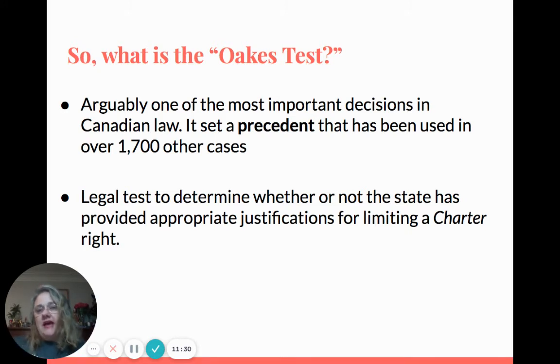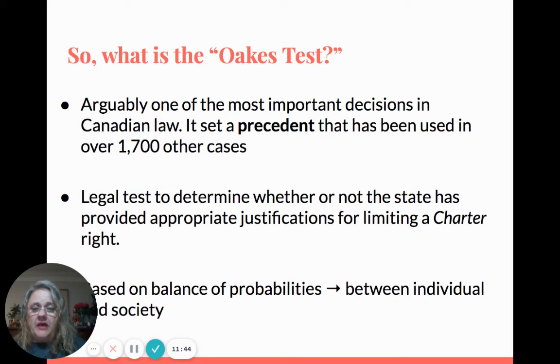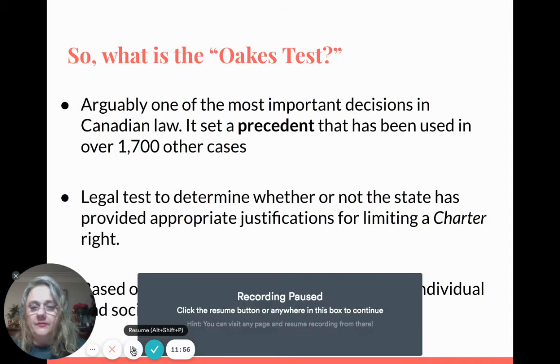Now, this is a test. And by the way, it's been modified several times and updated in future decisions. But this is the legal test that's now used anytime the government has to justify a charter limitation. And it's based on a balance of probabilities, this attempt to balance the individual rights and the rights of the society as a whole.